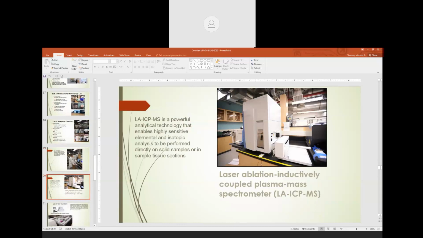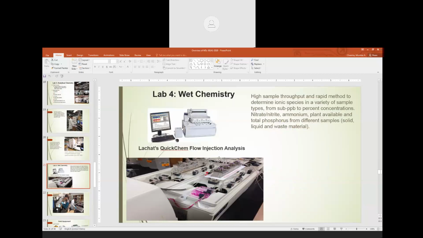This is the LA-ICP-MS. Again, that is a very powerful technology we can use, and this is for very highly sensitive element and isotopic analysis, which we do. If we have a very small concentration in the samples, we can use this machine to identify and quantify. Not only identify, but through the library of the machine, we quantify as well. Upstairs, we have another lab.